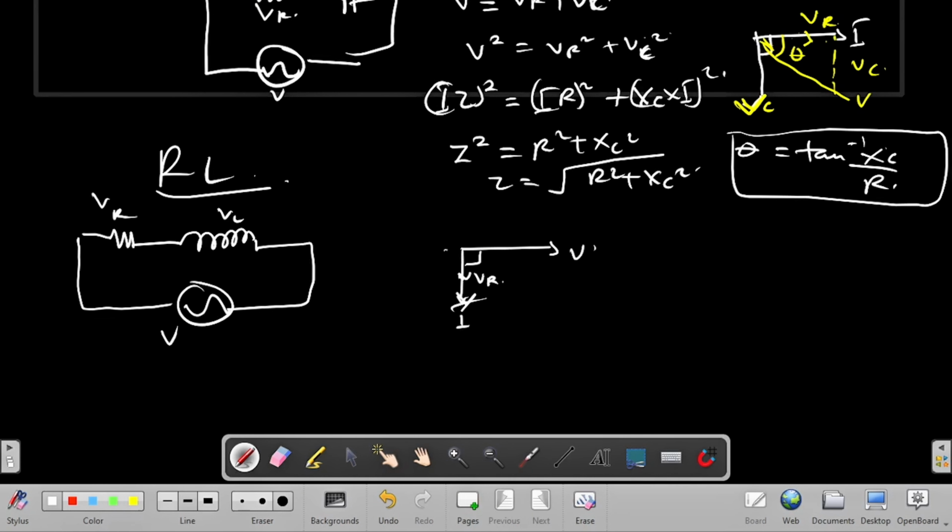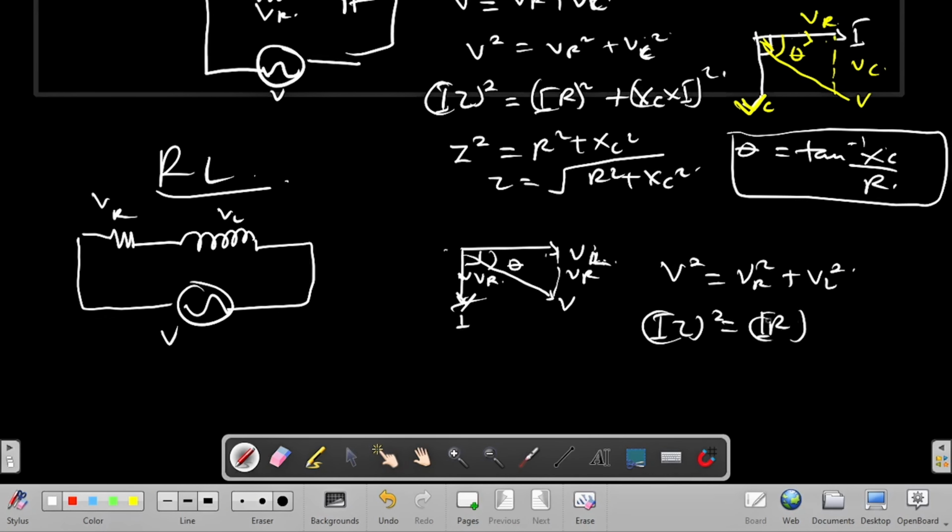I take my effective voltage here, then I introduce my phase difference here. So my VR appears here. Therefore, V squared equals VR squared plus VL squared. This is my VL. Remember, IZ all squared is equal to IR all squared plus I times XL all squared. I goes away, and my Z is simply equal to the square root of R squared plus XL squared. As simple as that.